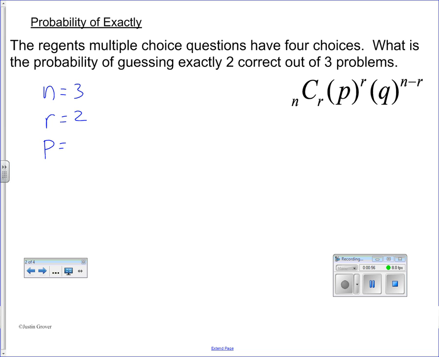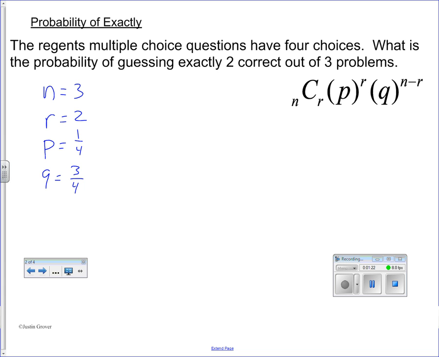p is the probability of success on a single attempt. So on one question, what's the probability of guessing a multiple choice question correct? Well, there's 4 choices. One of them is correct, so the probability of guessing a correct answer is 1 out of 4. q is the probability of failure. If the probability of success is 1/4, the probability of failure must be 3/4 because there's 3 wrong answers.